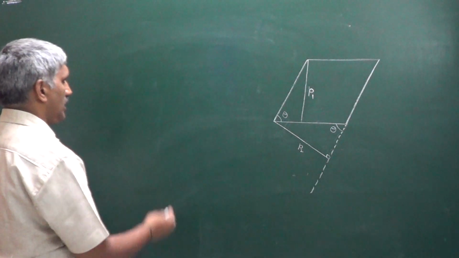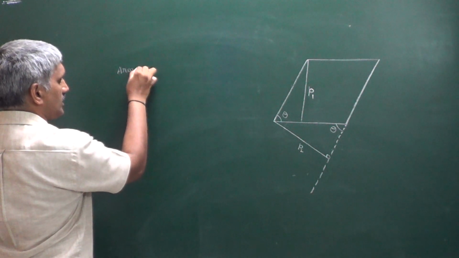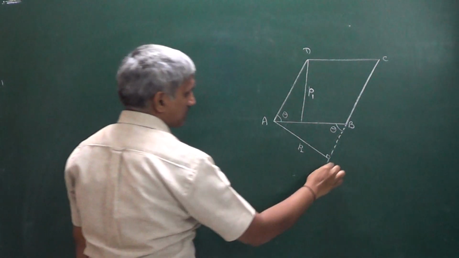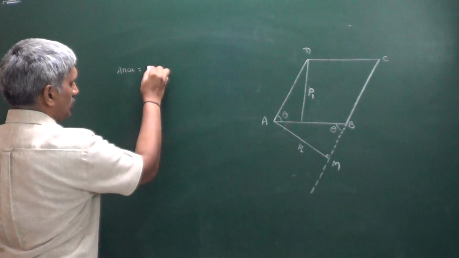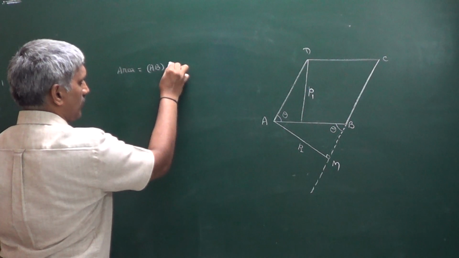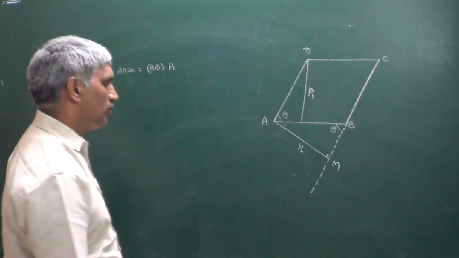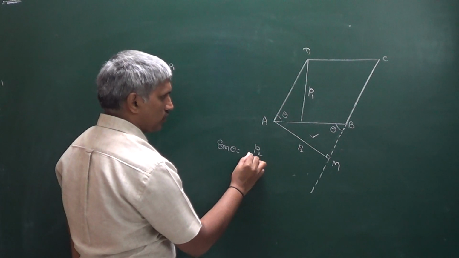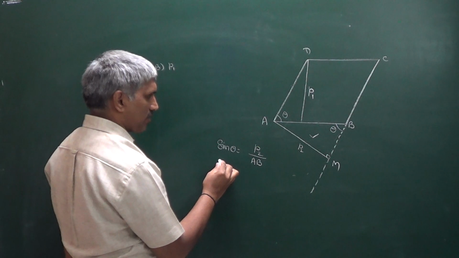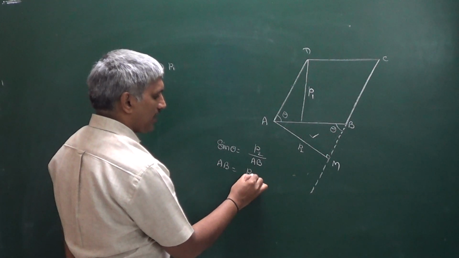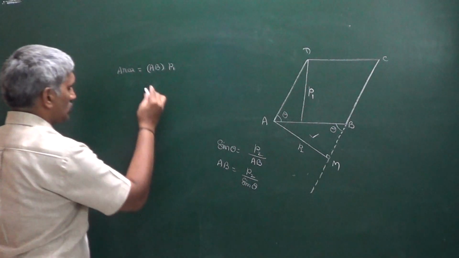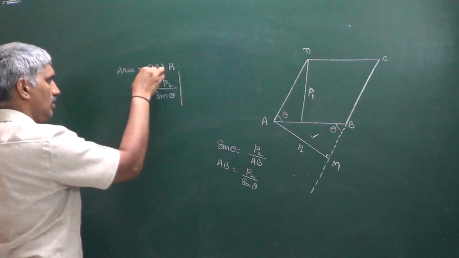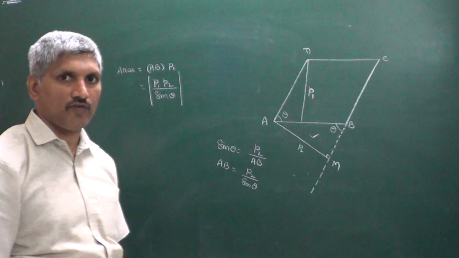Now from this figure, tell me the area of the parallelogram. Let us say A, B, C, D is a parallelogram. Let us take this one as M. Now area is equal to AB into P1, base into height. Now from this figure, can you tell me what is the sin theta value? Sin theta is equal to P2 divided by AB. From this I can write AB is equal to P2 divided by sin theta. So that's why P1 P2 divided by sin theta in modulus, that is the area of a parallelogram.